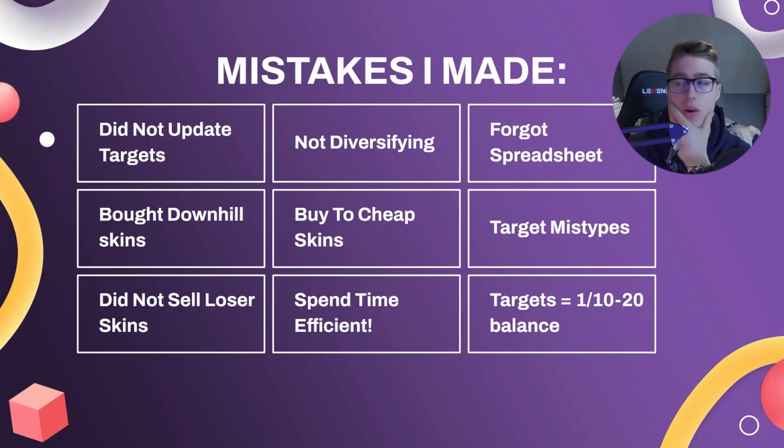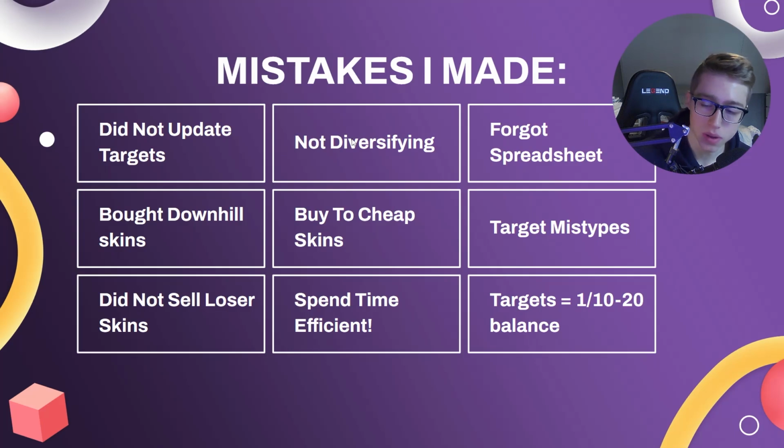Okay, the second bonus I have is the mistakes I made. The first thing is I did not update the targets. So what did I actually do? I created targets and then I waited 3 days, didn't do anything with the targets. And then of course the price went down, my targets were too high, and of course I didn't make any profit anymore. So please just update the targets each day. Otherwise you're gonna have the same situation and you're gonna lose a lot of money.